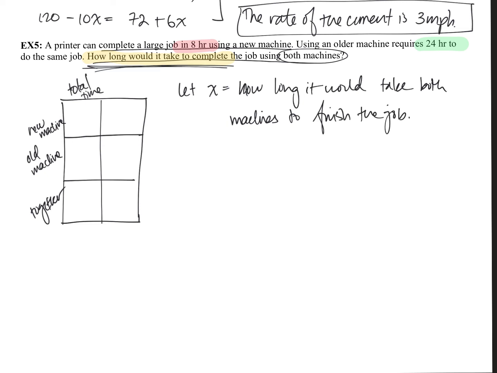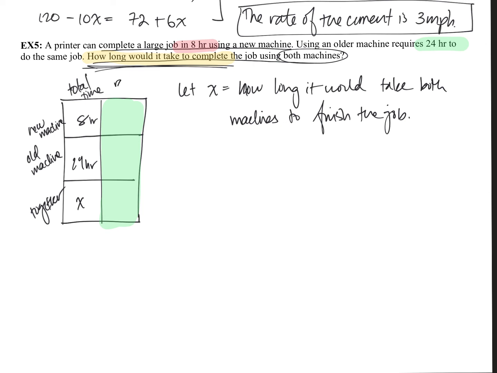Okay, let's go ahead and fill in the total time. Well, we know the new one takes 8 hours. The old one takes 24 hours. And then together they take, well, we don't know exactly, but we're calling it x number of hours. Now, we're going to fill in the last box. And this box will be the one we'll use for writing our equation. Now, it's a little interesting.